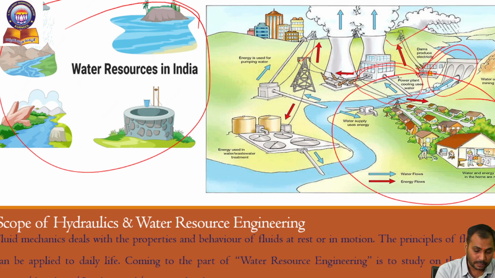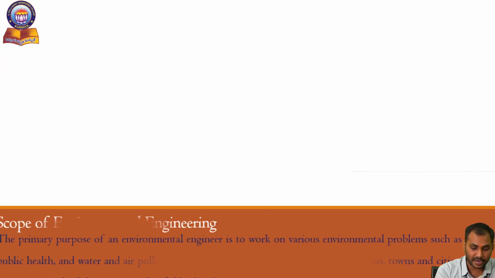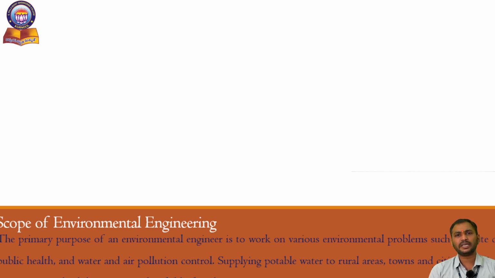Right now, the last topic: the scope of environmental engineering. From school onwards, environment meant the study of the atmosphere, but from the civil engineering point of view, environmental engineering mainly means studying water. Sir, what water? Previously we studied hydraulics and water resources. In environmental engineering, we check the quality standards of water, the Bureau of Indian Standards for water quality.